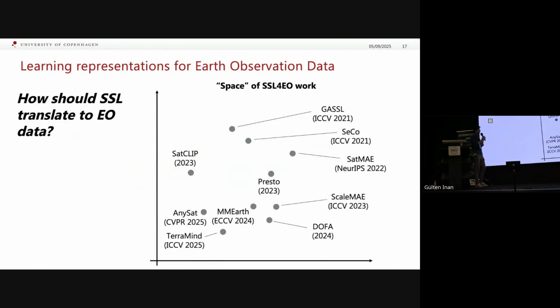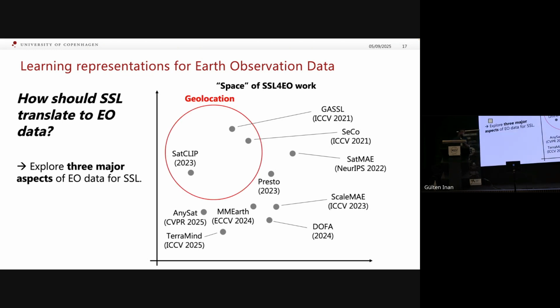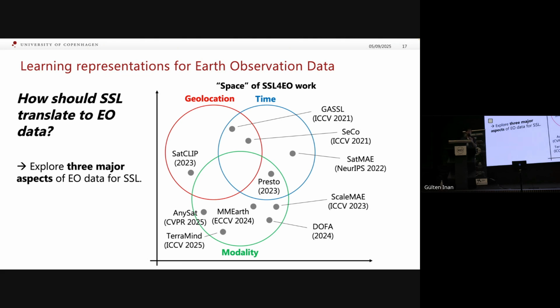Okay, but we are here to learn a bit about Earth observation data. How does this then even translate to Earth observation data if it does not even work on a different ground level domain? There's a lot of research going on. This is my attempt of mapping the recent papers into a 2D space. But I will try to give you a bit of hints and structure on how to read this. I think what all these papers do is they explore three major aspects of Earth observation data. We can try to find some clusters that make use of geolocation, make use of time, or make use of different modalities.